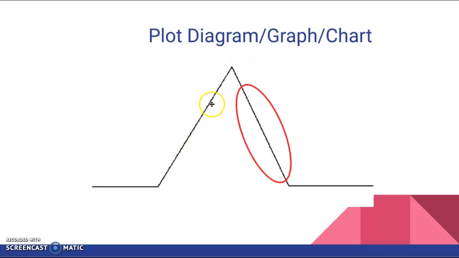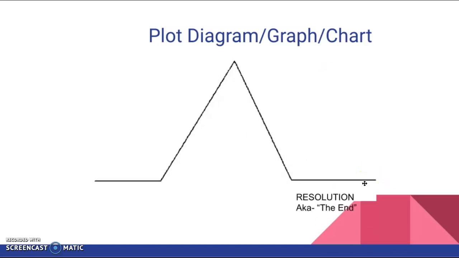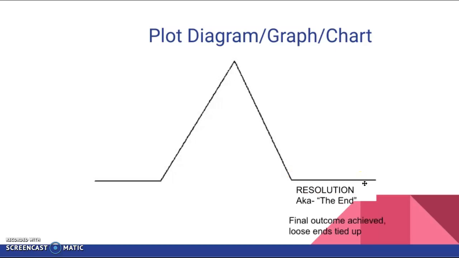We had the rising action, so you can guess this one is now the falling action. The falling action are events following the climax, or events that happen as a result of the climax. And lastly is the resolution, also known as the end. It's the final outcome. All the loose ends should be tied up at this point.